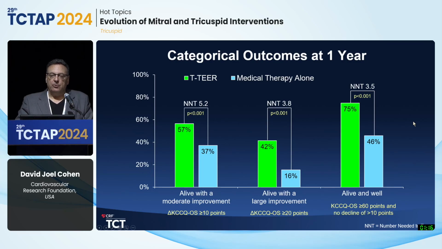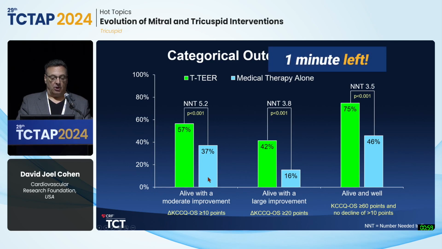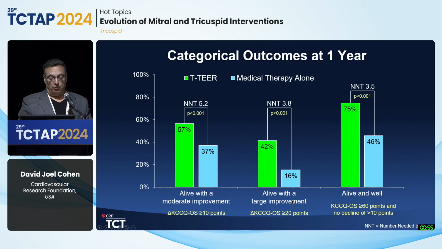In terms of how to interpret these results, one way that we like to describe these, to help us understand and get some intuition around whether these improvements are important, is to categorize the outcomes. Shown here are 3 different ways of categorizing the KCCQ outcomes. This is the proportion of patients who are alive with a moderately large improvement of 10 points or more. Then in the middle is alive with a large improvement, 20 points or more.